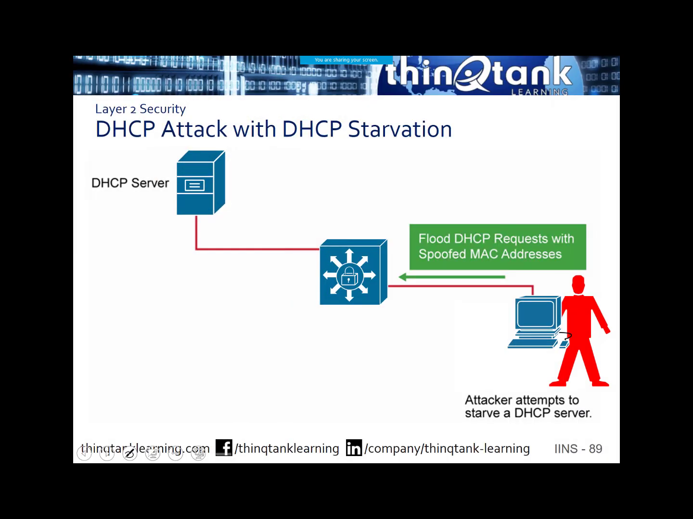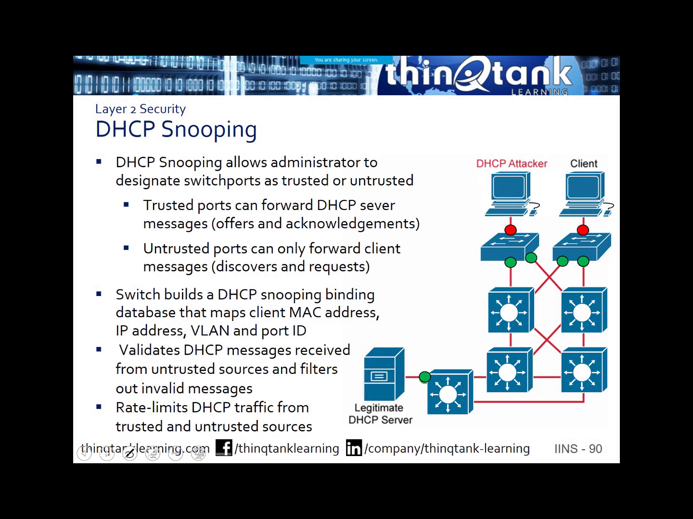DHCP starvation attack, which we just talked about, is somebody sending in a whole bunch of DHCP discover messages with a spoofed MAC address. And when we say spoofed MAC address in this case, we are talking about the DHCP payload being spoofed, not the actual frame itself. So port security wouldn't necessarily protect us in this case. How do we protect against both of these? Well, we protect against both of these by implementing a feature in our network called DHCP snooping.